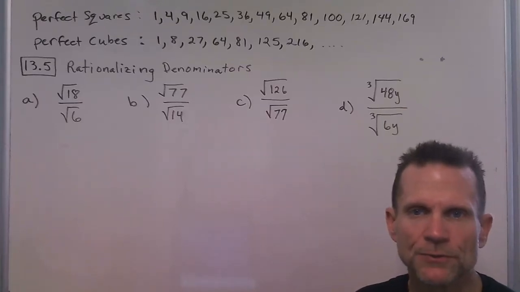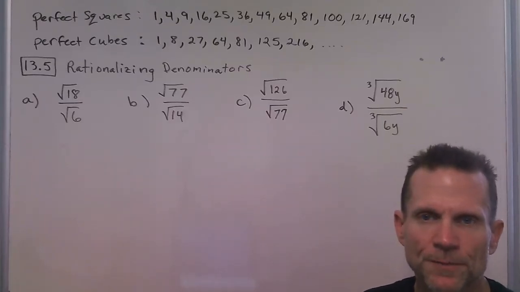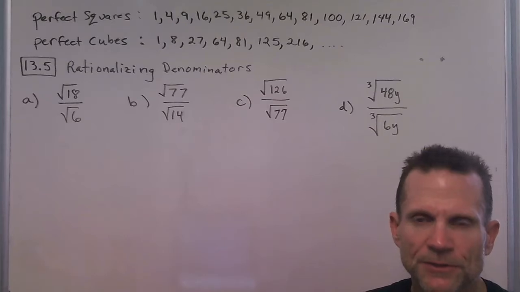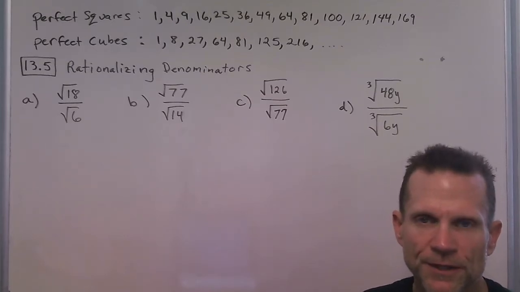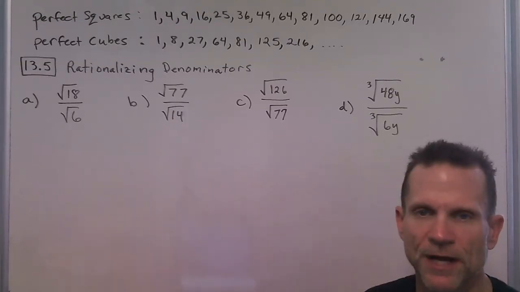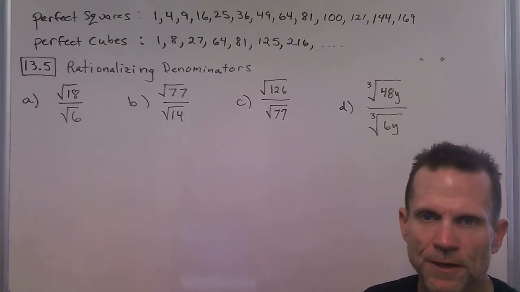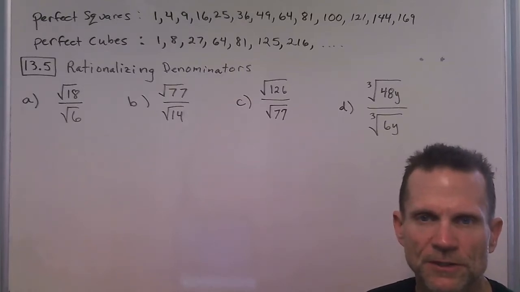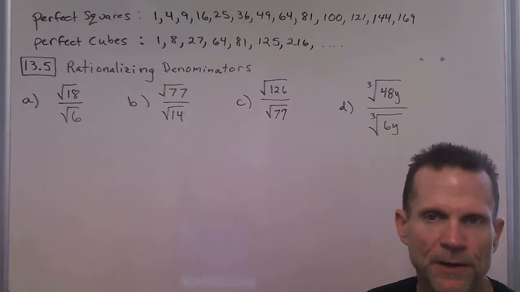Okay, moving on to 13.5, we're going to be rationalizing denominators. You can kind of think of this in a couple different ways. We might be reducing some fractions or doing some division, but this new technique of rationalizing the denominators is also going to come out here.